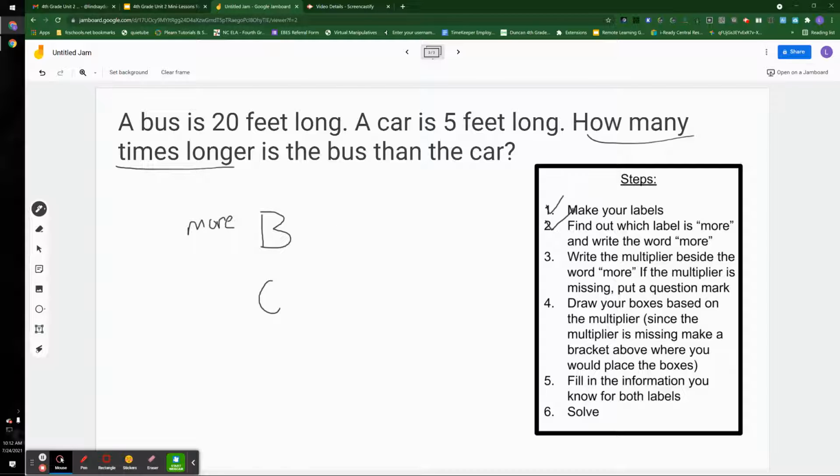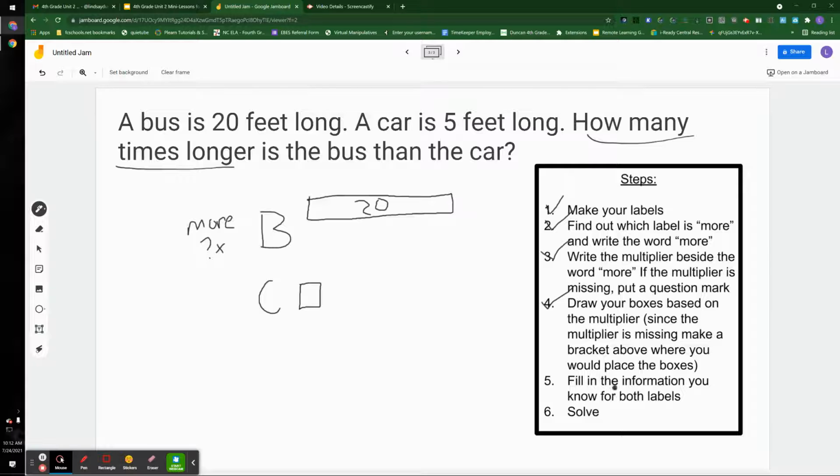Now previously, we've been writing the multiplier beside the word more. But since we don't know the multiplier, that's what we're solving for, we're just going to put a question mark. So we know that we're looking for that missing multiplier. Now, since we are missing the multiplier, that will also affect our box drawing. So we're going to draw our boxes based on the multiplier, but since it's missing, we're just going to put a long rectangle on top. So that way, when we come back and solve and check for reasonableness, we can fill in those boxes afterwards. But as always, the label without more only gets one box.